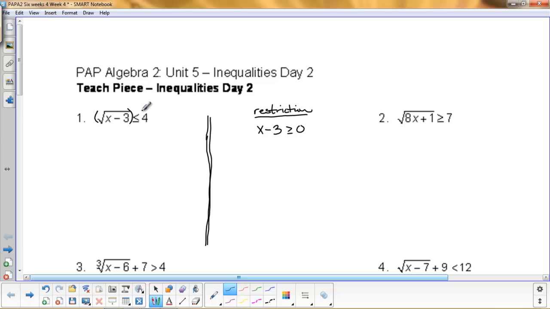So our first step in the majority of these problems is going to be to square both sides. Number 3 and 4 below, as you can see, will be exceptions to that rule, and we'll address that when we get there.